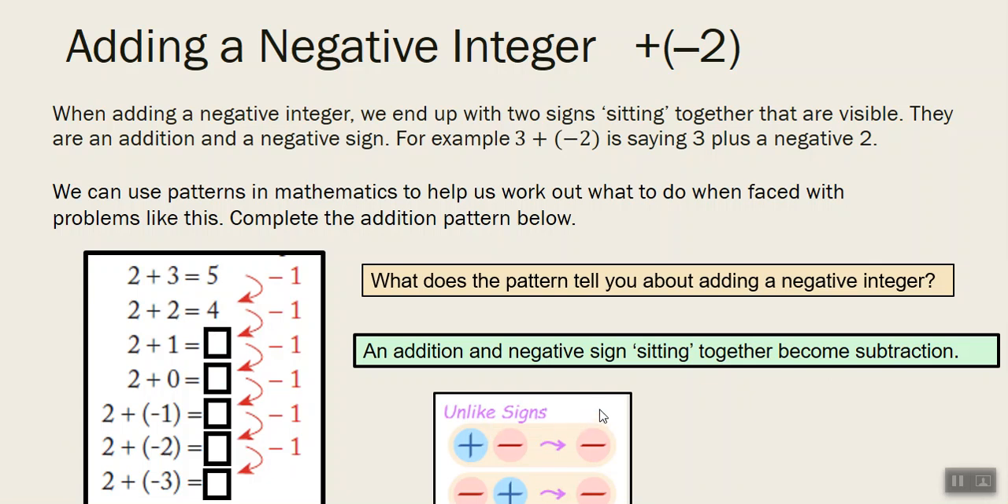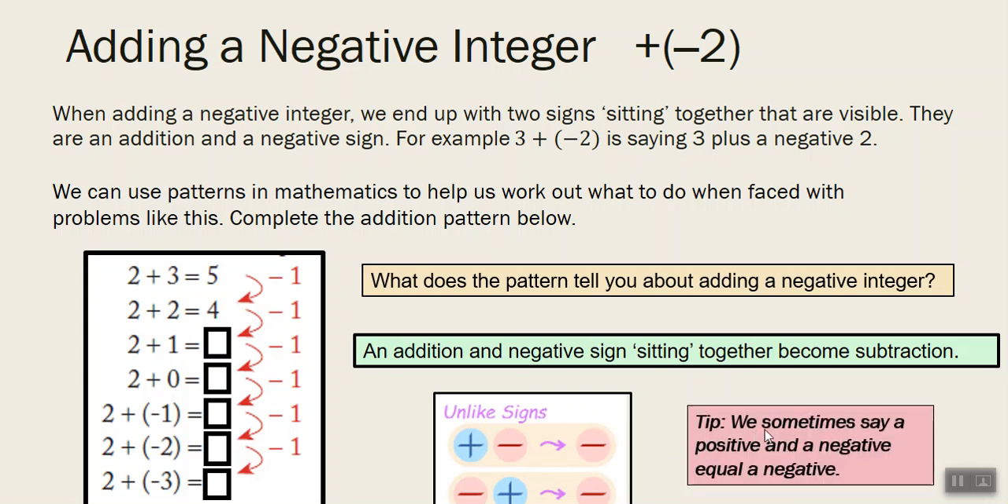And another important thing, just write this down. Unlike signs, whether we have the plus sign and negative sign first, or a takeaway sign and a plus sign, unlike signs sitting together, so no number in between them, become takeaway. Later on we'll learn we can sometimes say a positive and a negative equal a negative. That's more when we work with multiplication and division. So whenever you see unlike signs sitting together, or for short a positive and a negative sign sitting together, they equal a negative. So please write all of these down.